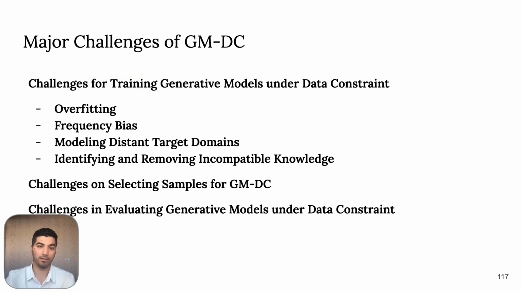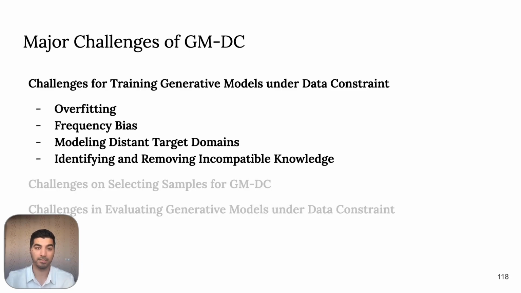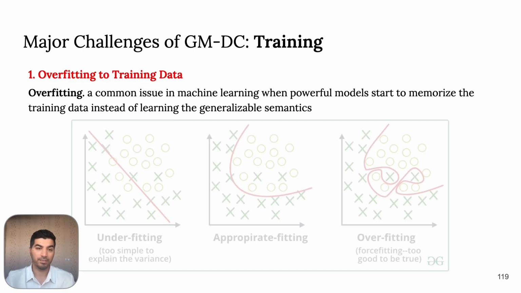Main challenges are 3 parts: challenges of training, sample selection, and evaluation. First, we discuss the challenges for training, which includes overfitting, frequency bias, modeling distant domains, and identifying and removing incompatible knowledge. We start with overfitting. Overfitting is a common issue in machine learning when powerful models start to memorize the training data instead of learning some features which are generalizable to unseen samples.